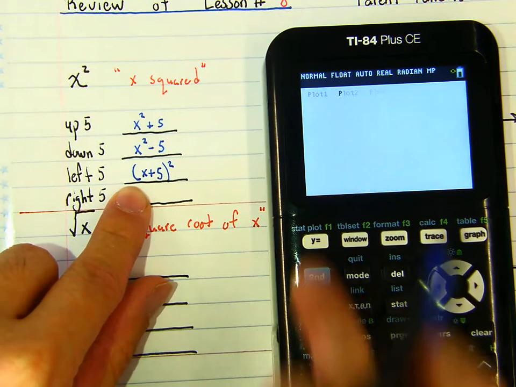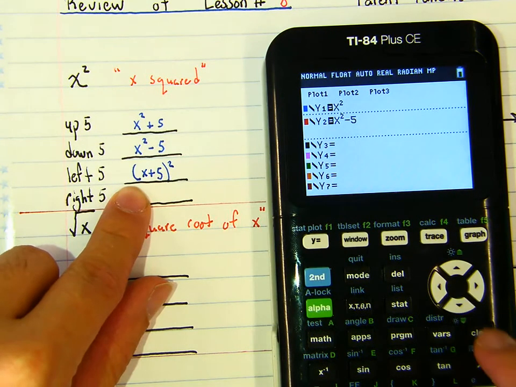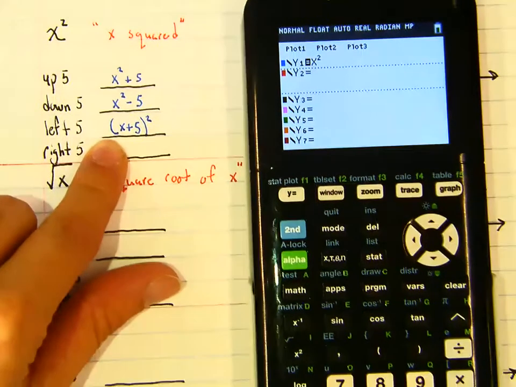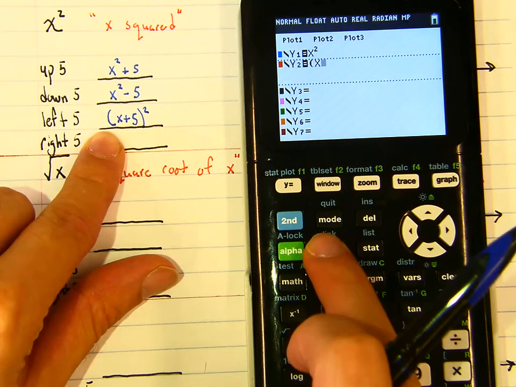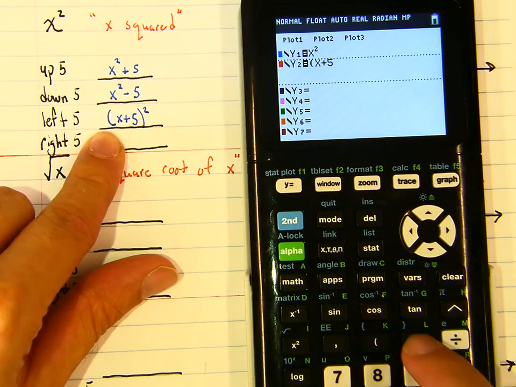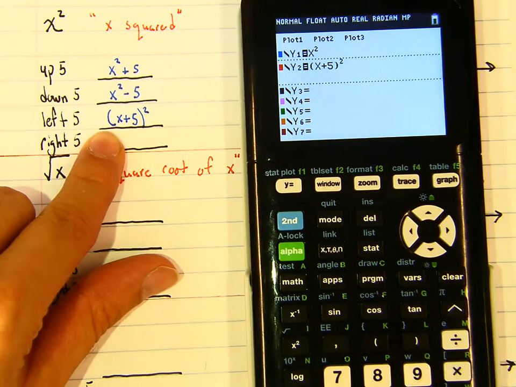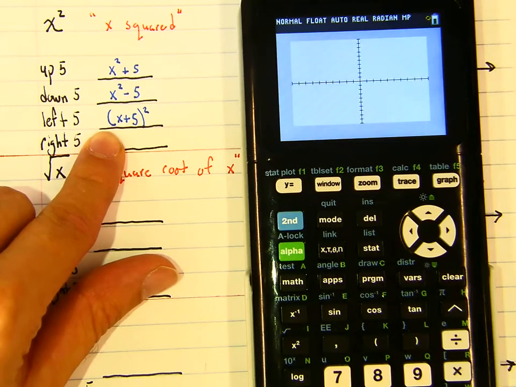Let's try it. How would I put this into the calculator? X squared is the original. Well, what I do, my parentheses is over here, right? Parentheses, x plus 5, close the parentheses, and my square is over here. And then let's hit graph.